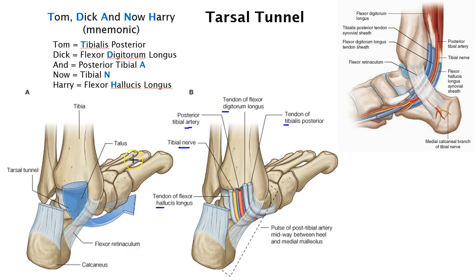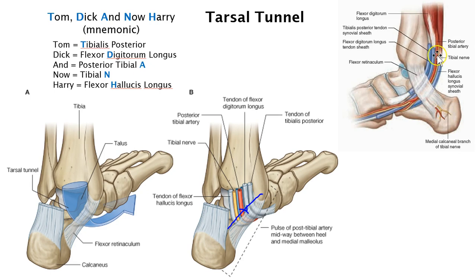Recall in the medial compartment I had mentioned that the dorsalis pedis is a nice spot to find a pulse on the anterior or dorsum side of the foot. Posteriorly, we can find a pulse here in the tarsal tunnel with the posterior tibial artery, palpated roughly halfway between the medial malleolus and the palpable calcaneus.